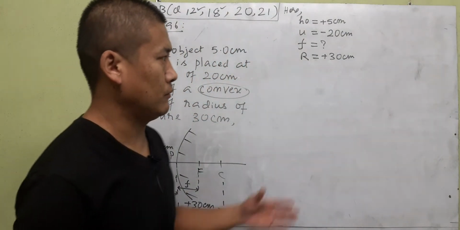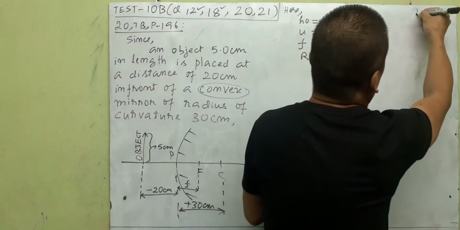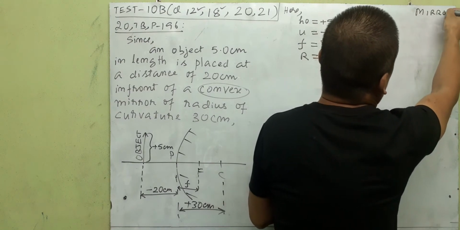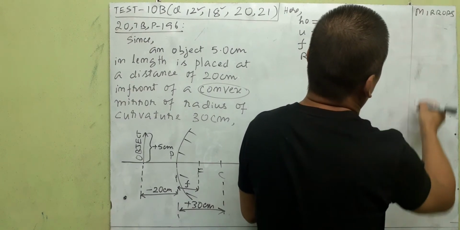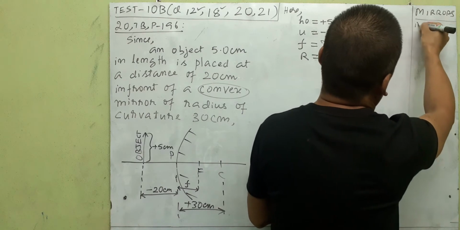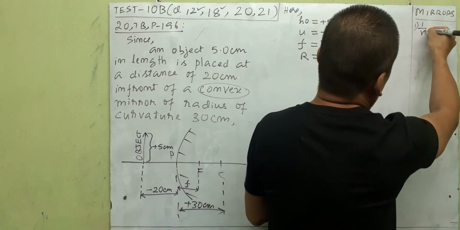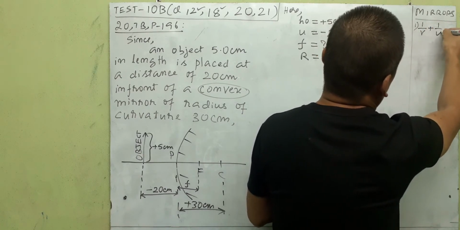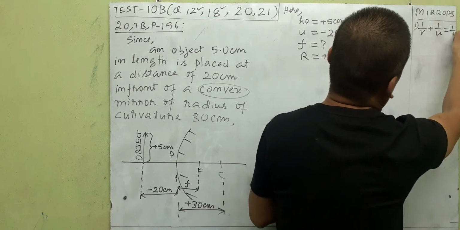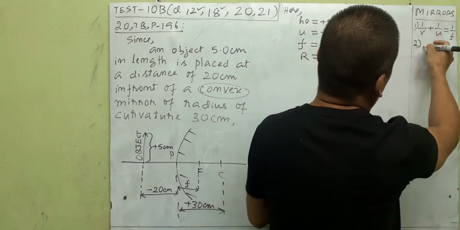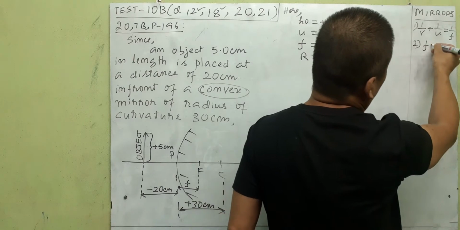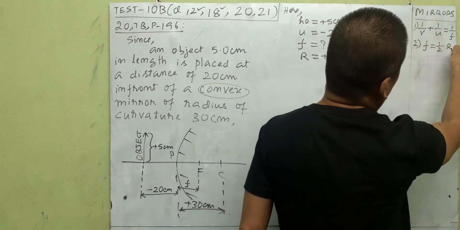As we have been reminding ourselves again and again, for mirrors these 5 formulas are going to be very important. Know them very properly so that we can easily retrieve them from memory. 1 by V plus 1 by U equal to 1 by F. The second one is F is equal to half of R.